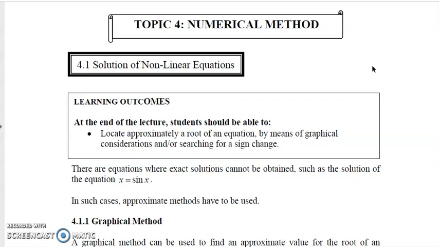Okay, so now we're going to see about topic 4, numerical methods. First subtopic: how can we solve for the value of x when the equation cannot be solved, when we cannot find the exact solution manually? So we need to have other methods to solve it.